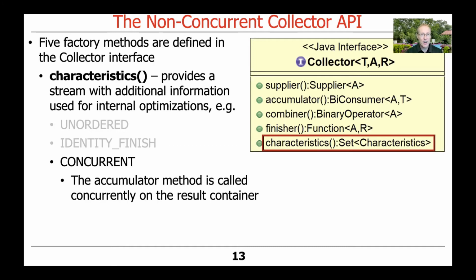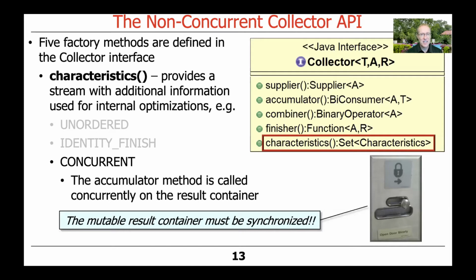And then the third and final characteristic is called concurrent. And for our discussion here, that's the one that matters the most because we're distinguishing between concurrent and non-concurrent collectors. So what concurrent means is that the accumulator method, or the method that's returned by the accumulator factory method, is going to be called concurrently on the result container. And that has a very big implication if you set the concurrent flag. What that means is that the mutable result container that you use to instantiate the collector, to collect the stream elements, has got to be able to be callable from multiple threads. And therefore that method, the accumulator method, must be synchronized.